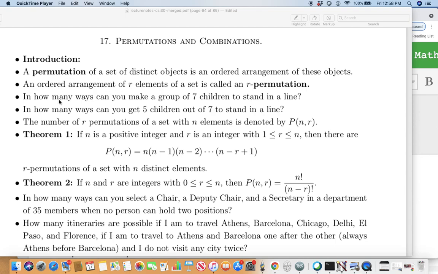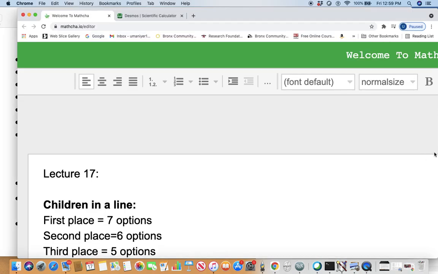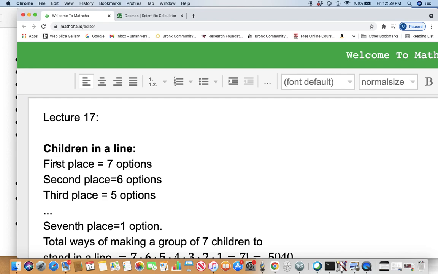For example, in how many ways can you make a group of 7 children stand in a line? It tells me to ask the 7 children to stand in a line. That means order matters. Who is first? Who is second? That matters. So, you have 7 children.